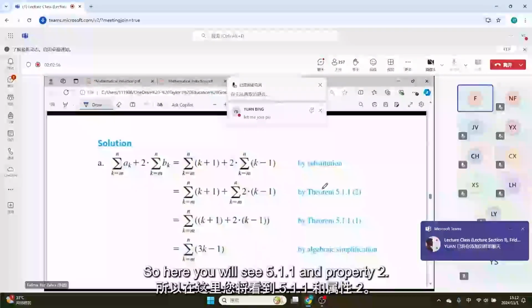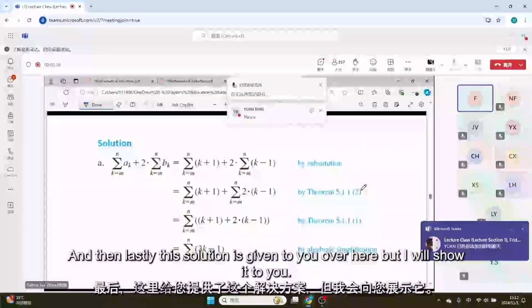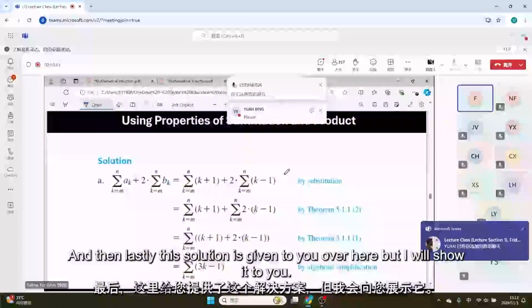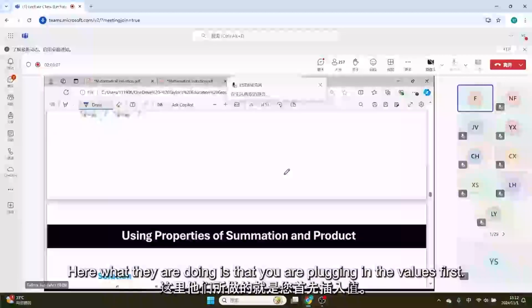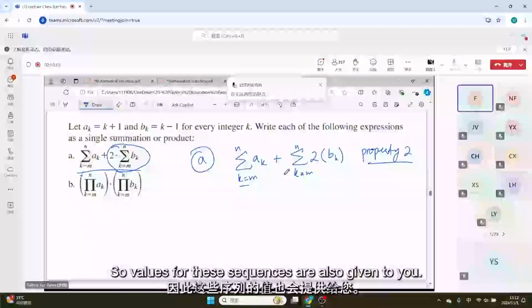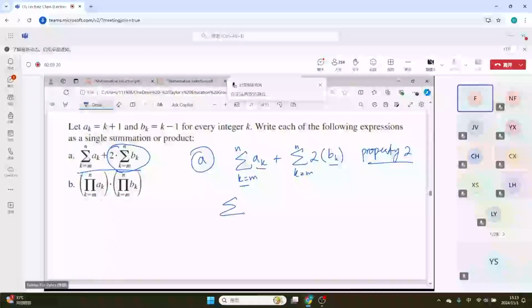So here you will see 5.1.1 and property 2. And then lastly, the solution is given to you over here, but I'll show it to you. Here what they're doing is that you're plugging in the values first. So values for these sequences are also given to you. Anyway, now you have to write down these two as one summation.